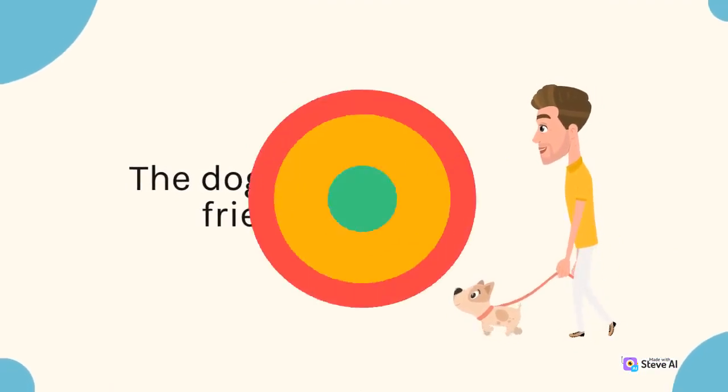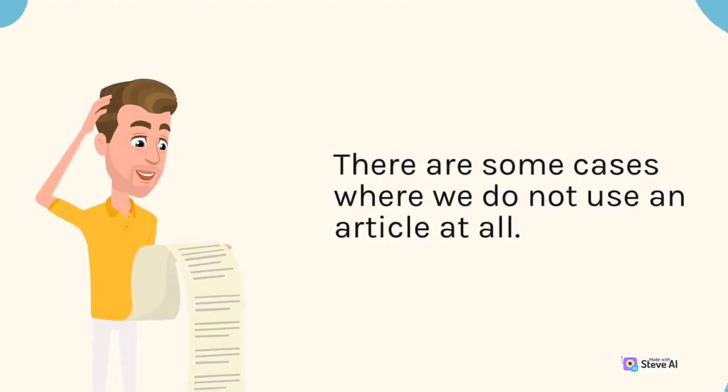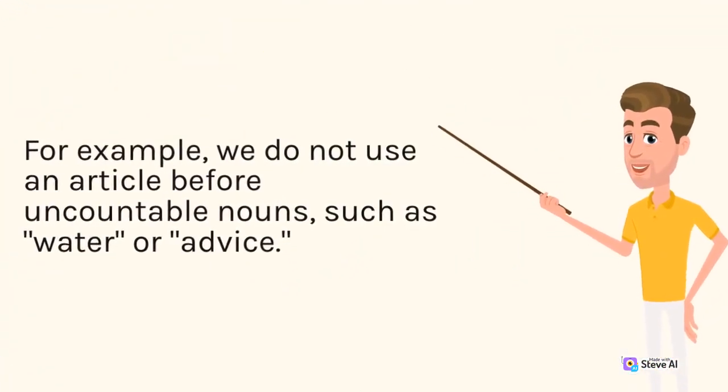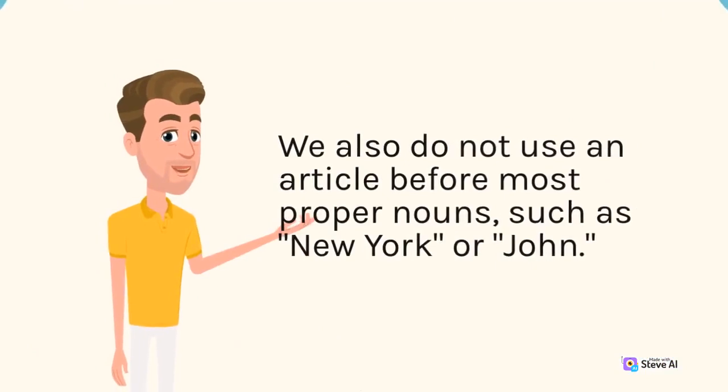There are some cases where we do not use an article at all. For example, we do not use an article before uncountable nouns, such as water or advice. We also do not use an article before most proper nouns, such as New York or John.